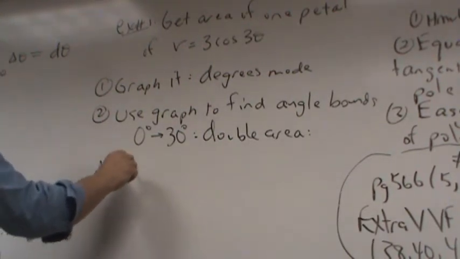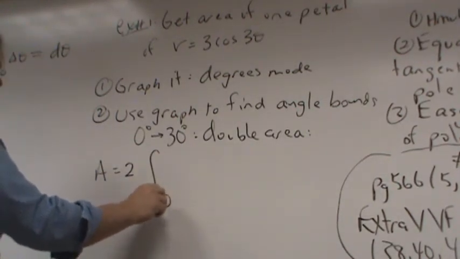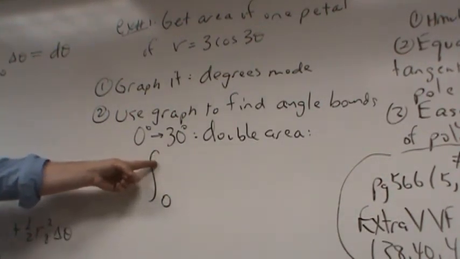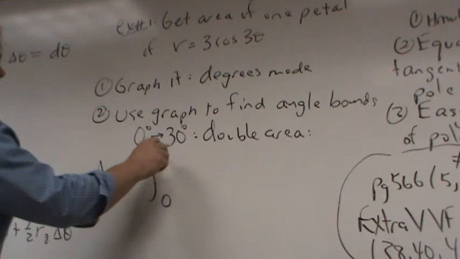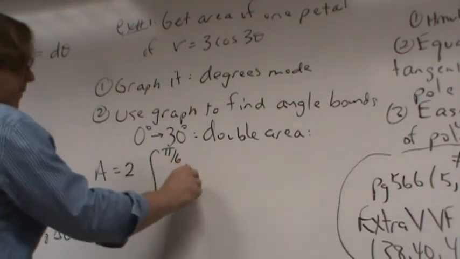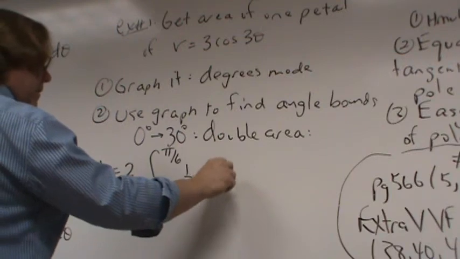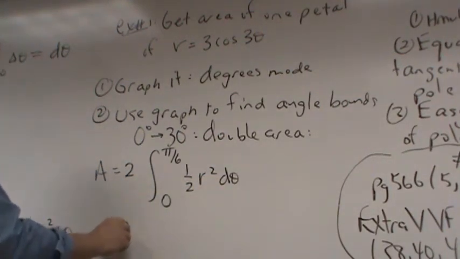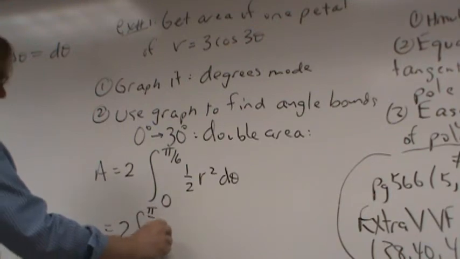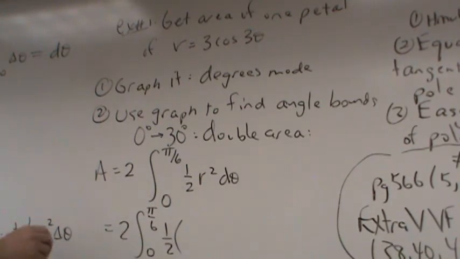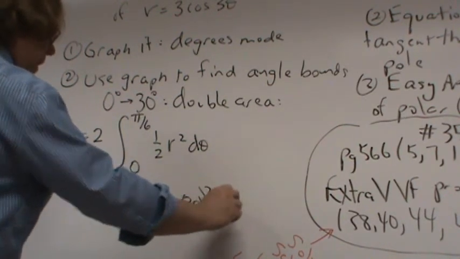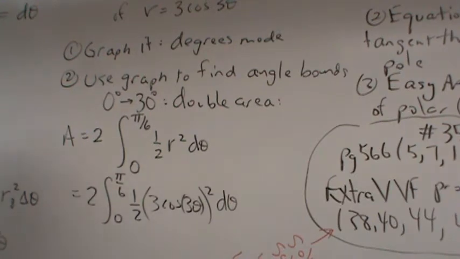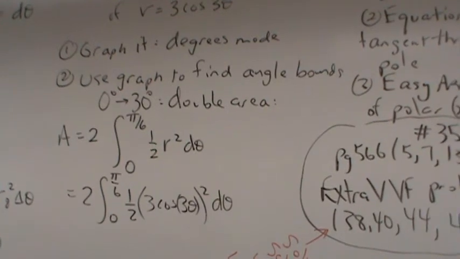So the area is going to be, for me, twice the integral from 0. But do I put 30 degrees here? No way. Now that I'm going to have to take an integral, I'm going to have to put pi over 6. And then 1/2 r squared d theta. So this is going to be 2 times the integral from 0 to pi over 6 of 1/2 times, what is r? 3 cosine 3 theta, squared, d theta. And so now I can get my answer. I'd like you guys to go ahead and punch that in. Let's see what you get.